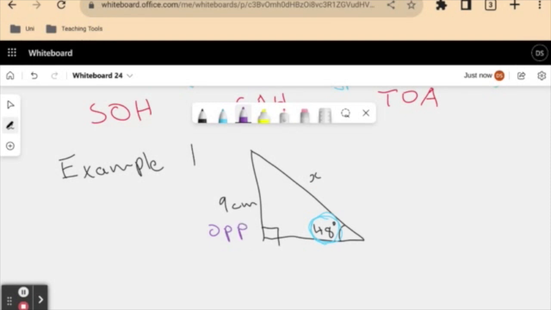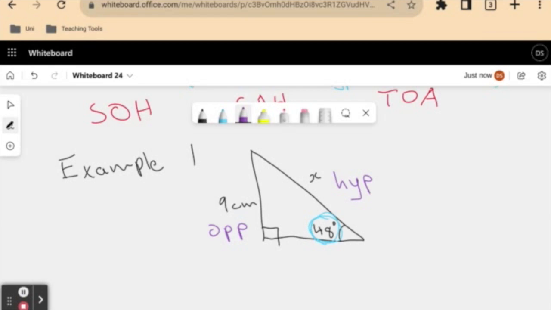And what other side are we given? Well, we're given this x here. And it doesn't matter whether I'm here or here. My x is the length of my hypotenuse, my longest side, my side opposite the right angle. So I'm going to write that down here. That's my hypotenuse.